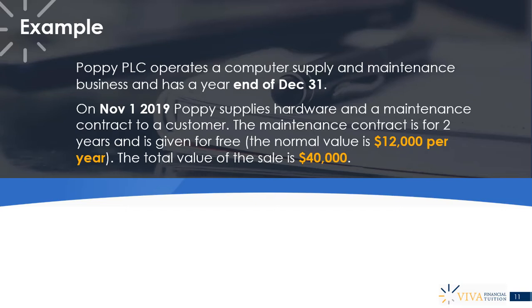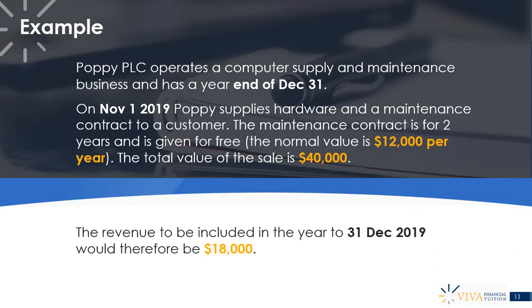We've got to decide how much revenue is actually going to be recorded and recognised in the first year, which is only the 2 months, isn't it, to the end of December. Now, let's assume here, it doesn't say so, that Poppy charges $40,000 up front straight away. So all of the $40,000 is paid on the 1st of November 2019. It's very unlikely that we're going to recognise all of that $40,000 in the first 2 months. Indeed, the revenue to be included in the year to the 31st of December is going to end up being $18,000, not 40, despite the fact that 40,000 is received up front. Let's see why.